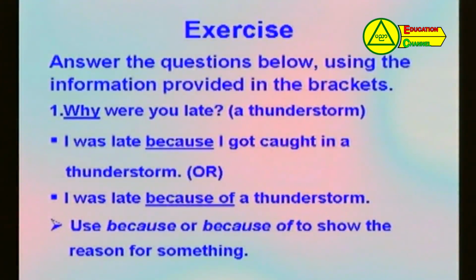Answer the questions below using the information provided in the brackets. 1. Why were you late? The information provided in the bracket is a thunderstorm. The answer is I was late because I got caught in a thunderstorm. Or I was late because of a thunderstorm. In your answer, you can use because or because of to show the reason for something.